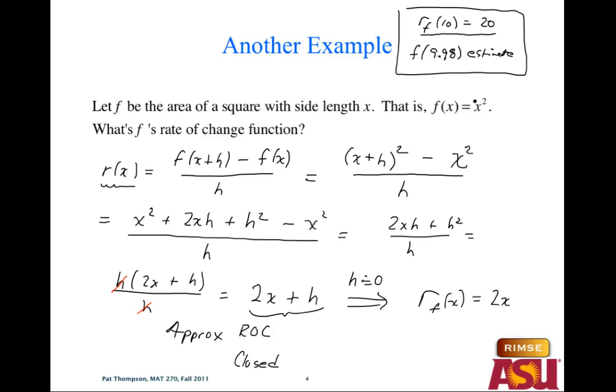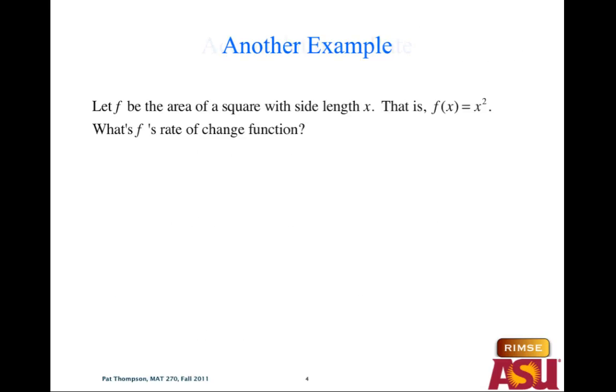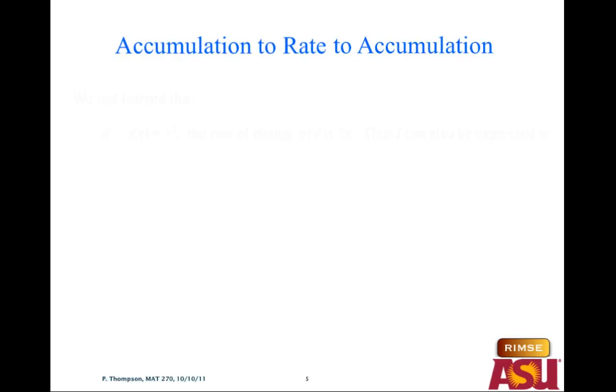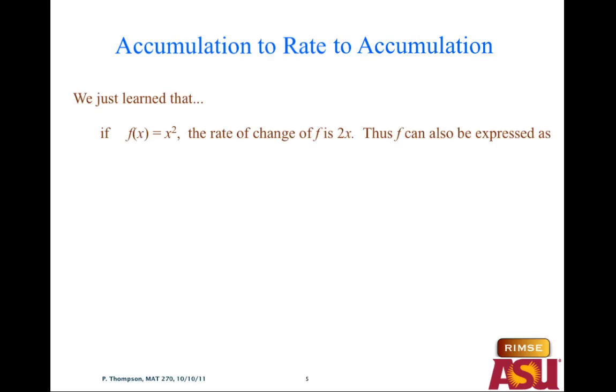All right, so having found this rate of change function 2x from the function x squared, let's talk about what we've achieved for ourselves here. What did we do? We just learned that if f of x equals x squared, the rate of change of f is 2x. So given a rate of change function, how can we express the accumulation? How can we express accumulation given a rate of change function?